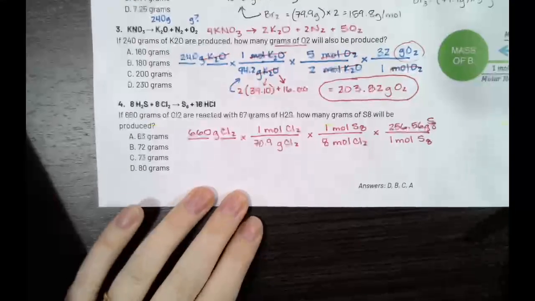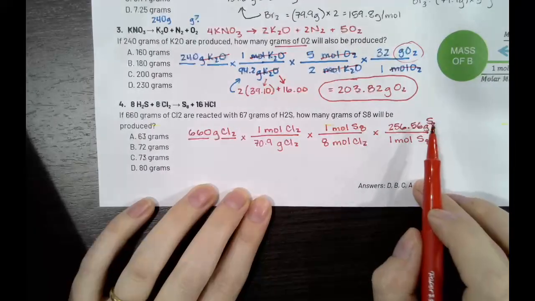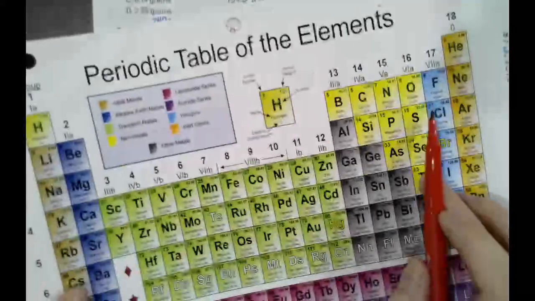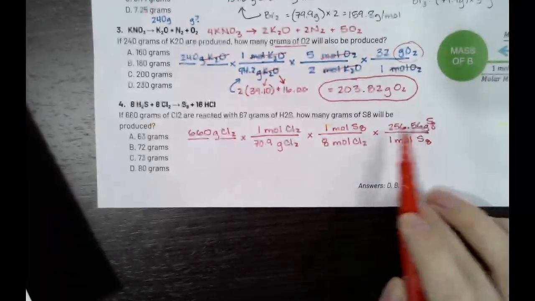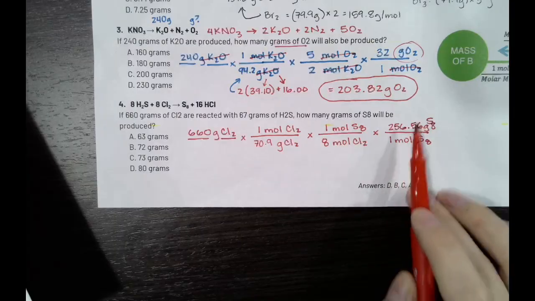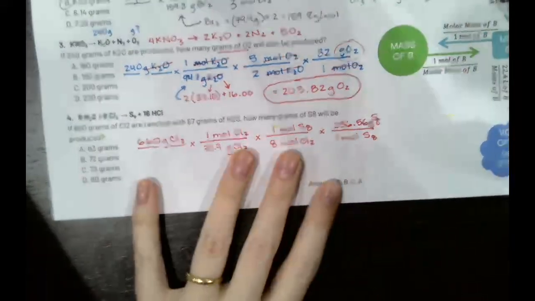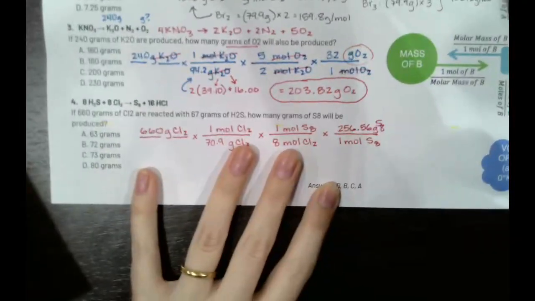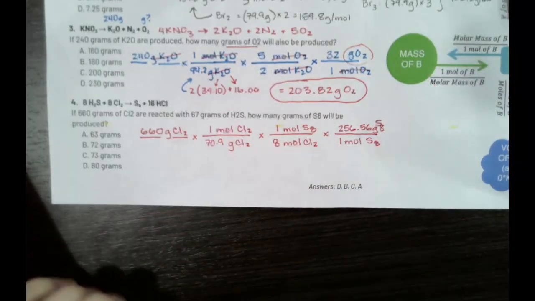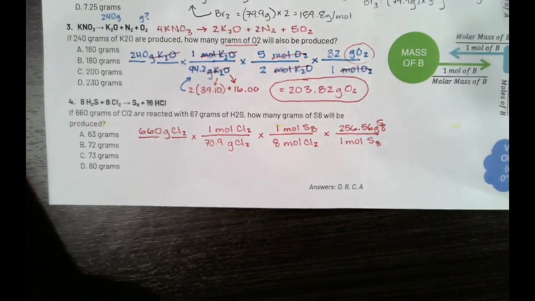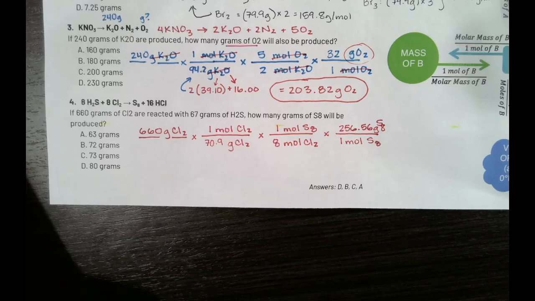All right, I wrote this a little funky, but there it is. S8, each sulfur weighs 32.07 grams. I multiplied that by 8 because there's 8 of them. So that's how much 1 mole of S8 weighs. So now we're ready just to multiply across the top, divide by the bottom, and figure out how many grams of that weird sulfur compound we can make. So go ahead, pause, do your math.